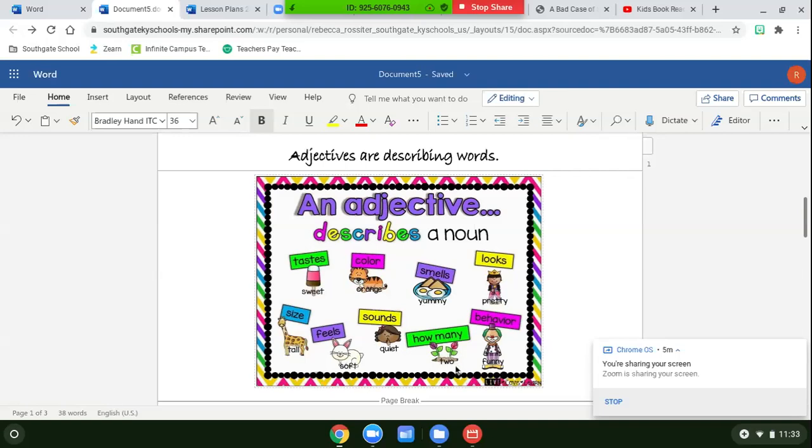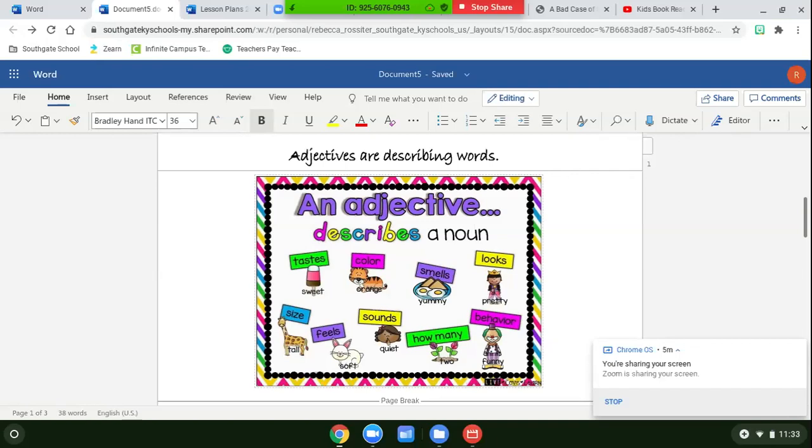Numbers are also adjectives. So did you have one cookie or did you have two cookies? So you're describing the cookies by telling me how many you ate. And then also there's the behavior. How does someone act? Are they funny? Are they silly? Are they sad? Are they mad? All of those are words that would describe a behavior of someone.